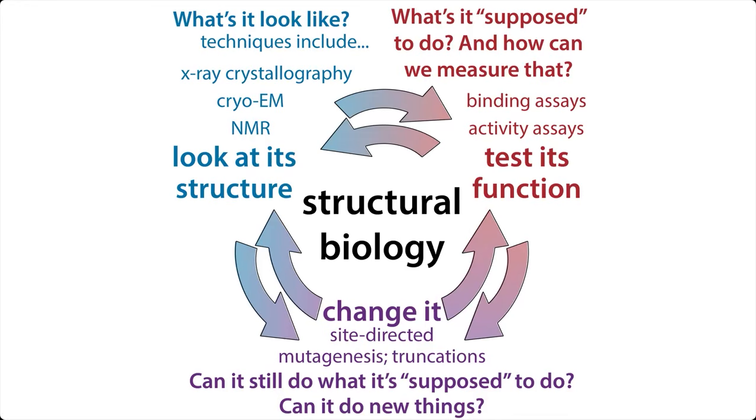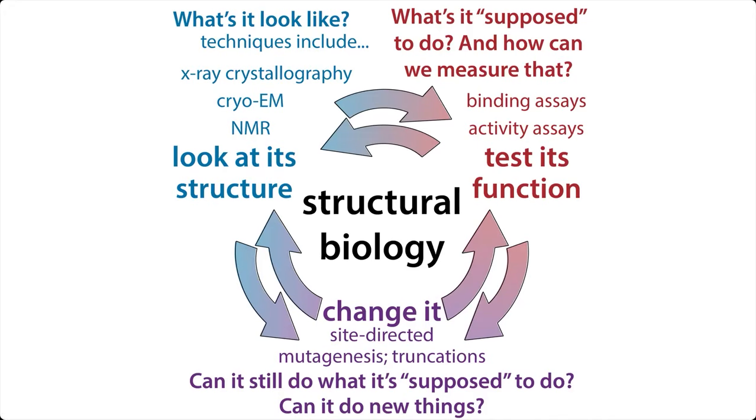So now we're getting into structural biology, where we investigate the relationship between the form and the function of a molecule. So one thing is to look at its structure. This can be done with techniques like X-ray crystallography, cryo-EM, NMR. Then see, okay, well, what's it supposed to do and how can we measure that? So we're testing its function, things like binding assays or activity assays.